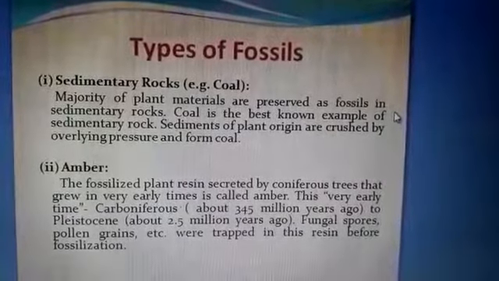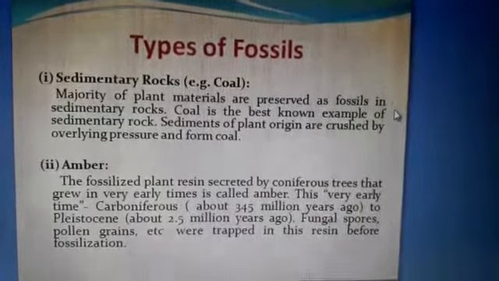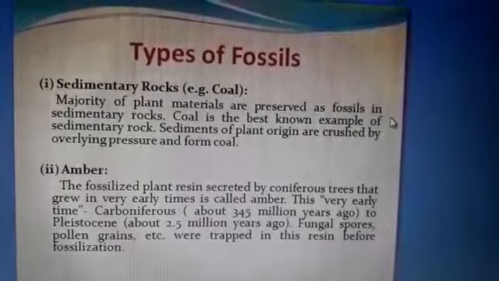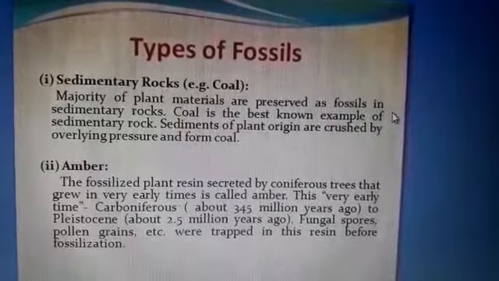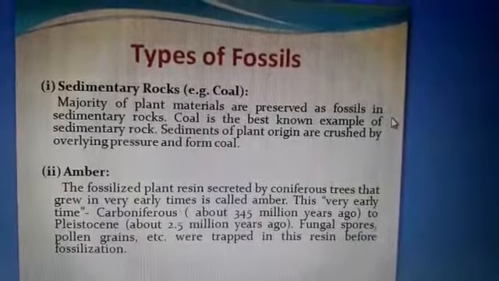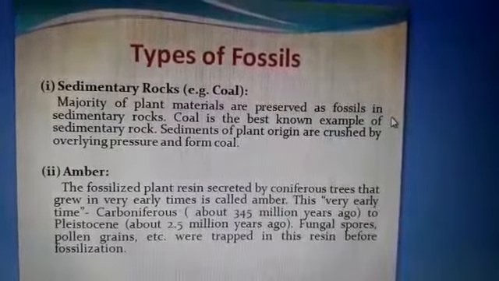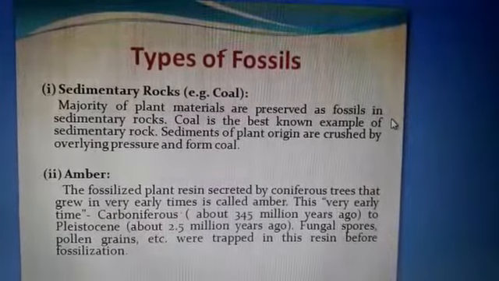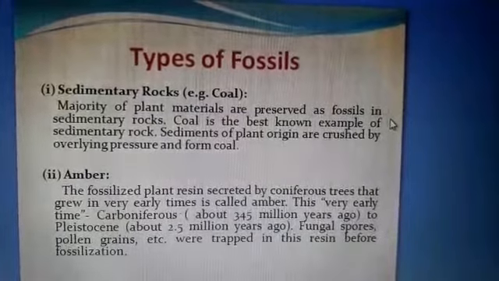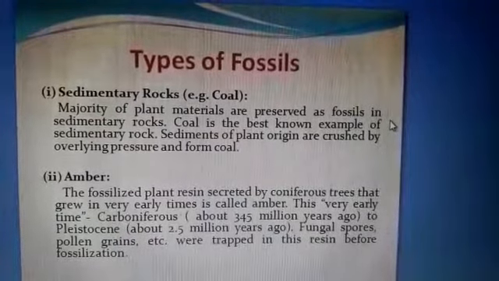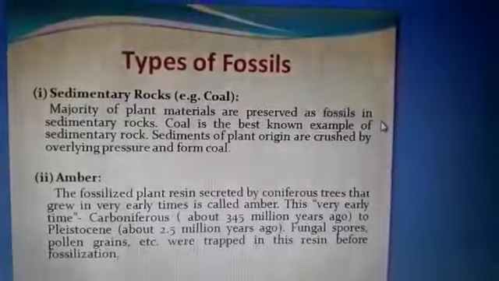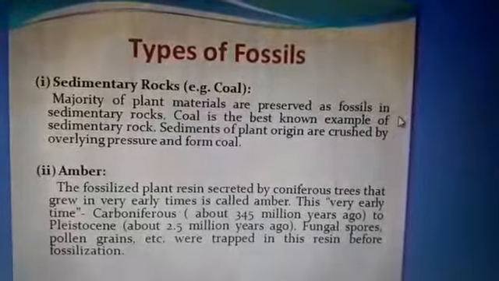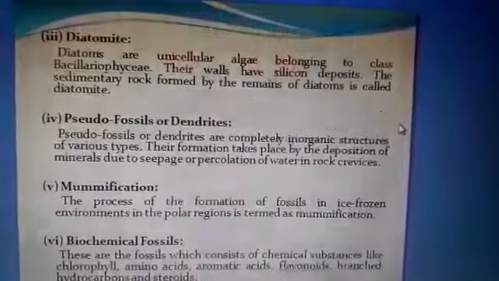What is amber? It is the second type. The fossilized plant resins secreted by Carboniferous trees that grew in very early times are called amber. The Carboniferous period was about 345 million years ago, and the Pleistocene era was 2.5 million years ago. Fungal spores, pollen grains, etc. were trapped in these resins before fossilization.